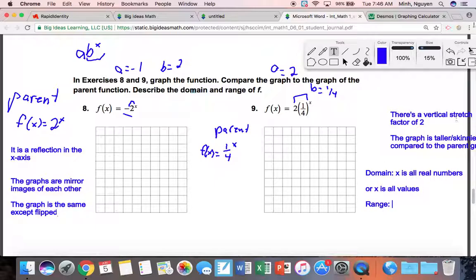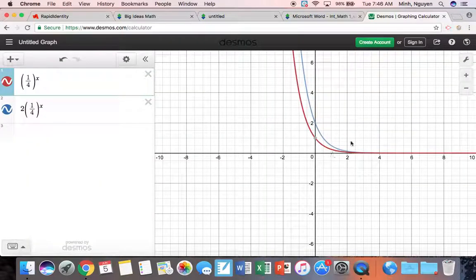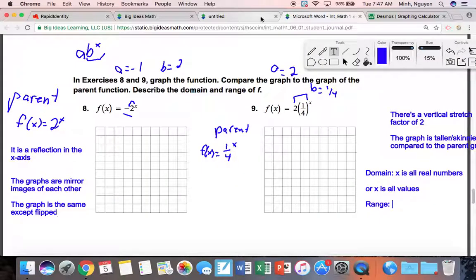Range. This one is different. So the reason why the x or the domain is all values is because I can keep going to the right and never stop, and I can also keep going to the left and never stop. Now for the y, I could keep going up and never stop, but can I keep going down? If you look at this, will we ever pass the x-axis? Will we ever go down? No, we will not. Otherwise, it would have happened by now. So it just keeps getting closer and closer to 0, but does it ever even hit 0? The answer is no. So the range is y greater than 0.